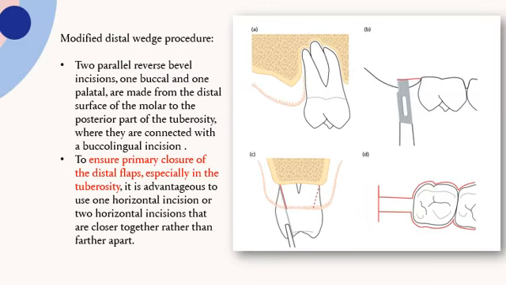The modified distal wedge procedure is usually used at the distal of the maxillary molar with two parallel reverse bevel incisions, one buccal and one palatal, which are connected with a buccolingual incision at the end. To ensure primary closure of the distal flaps, especially in the tuberosity, it is advantageous to use one horizontal incision or two horizontal incisions that are closer together rather than further apart.